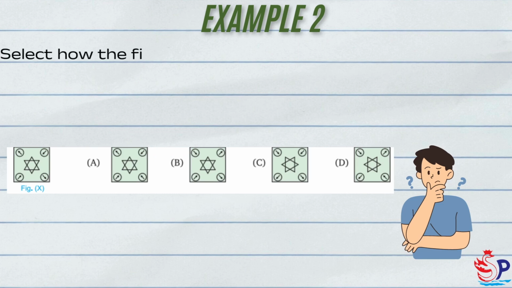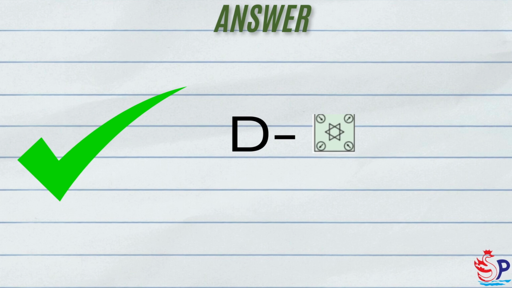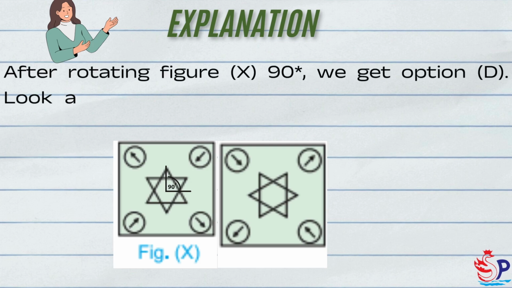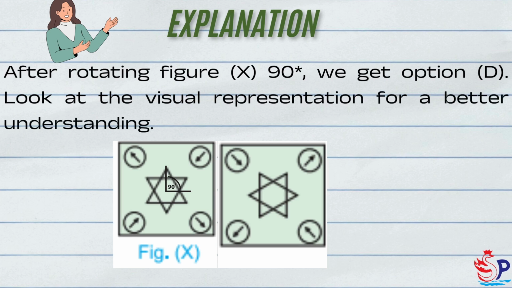Select how the figure x will look after rotation. The right answer is D. After rotating the figure by 90 degrees, we get option D. Look at the visual representation for a better understanding.